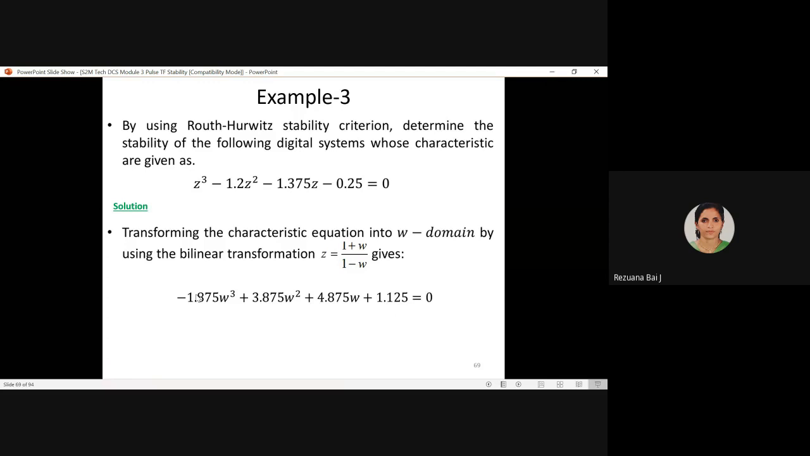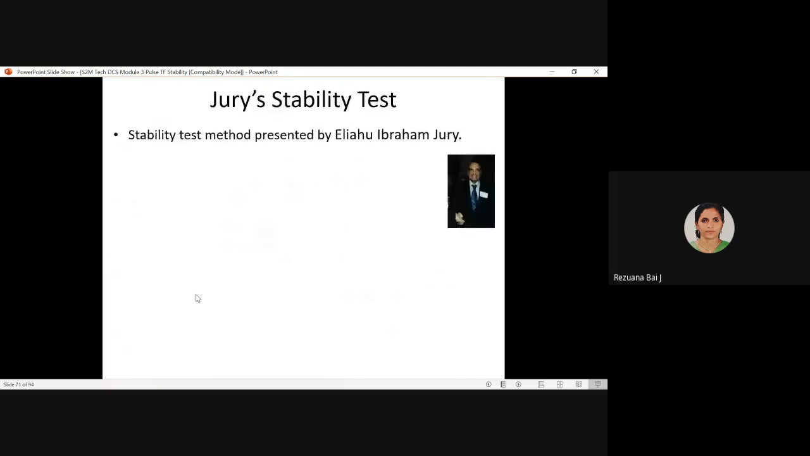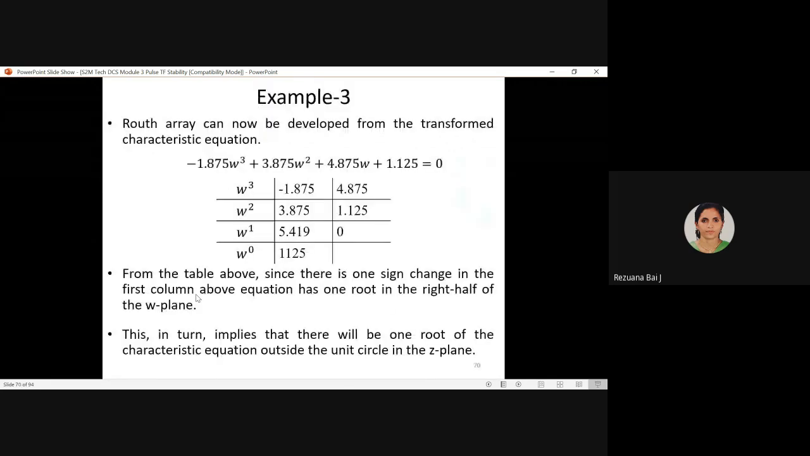So Jury has come up with a stability analysis where it is not needed to convert to the S-plane. Jury does the stability analysis in the Z-plane itself. How that will be done we will see in the next class. Okay, is that okay?